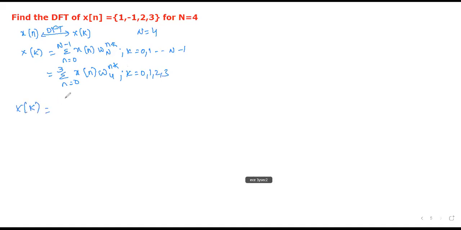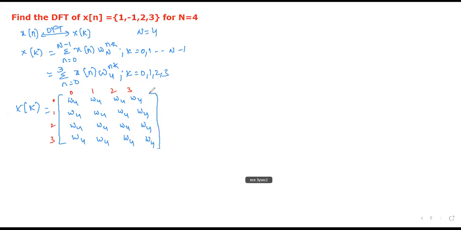So x of k is equal to... Anyone in the class? Can you tell me the Twiddle factor values?